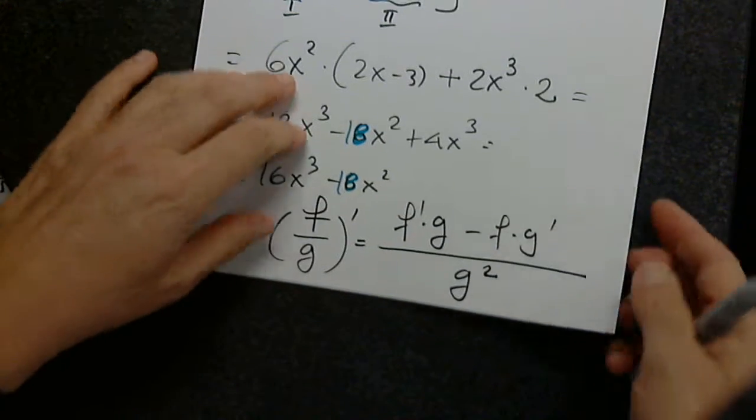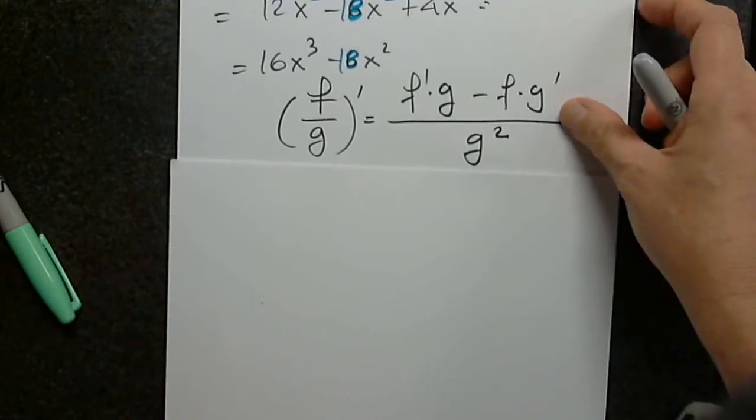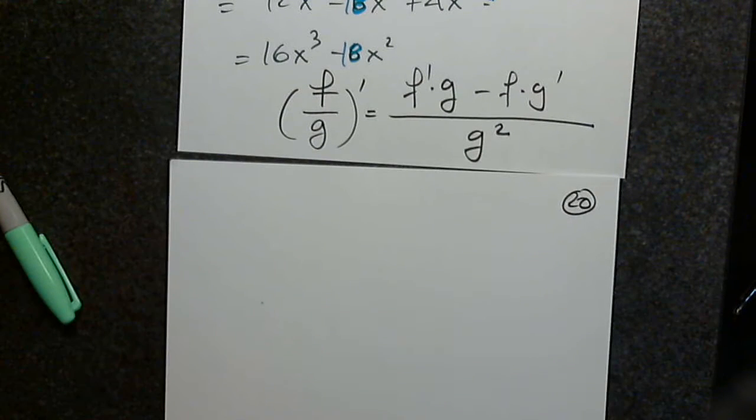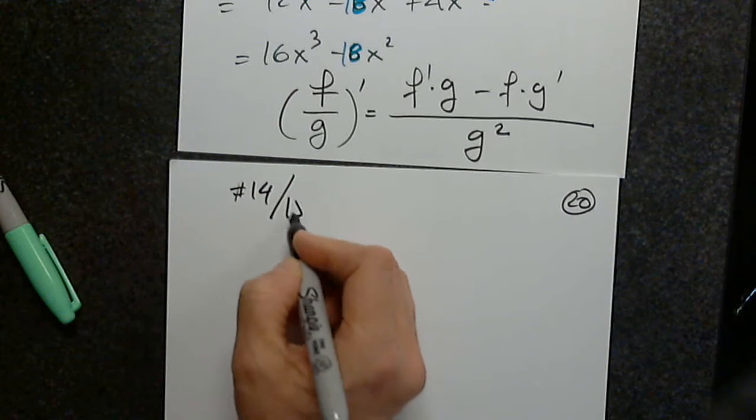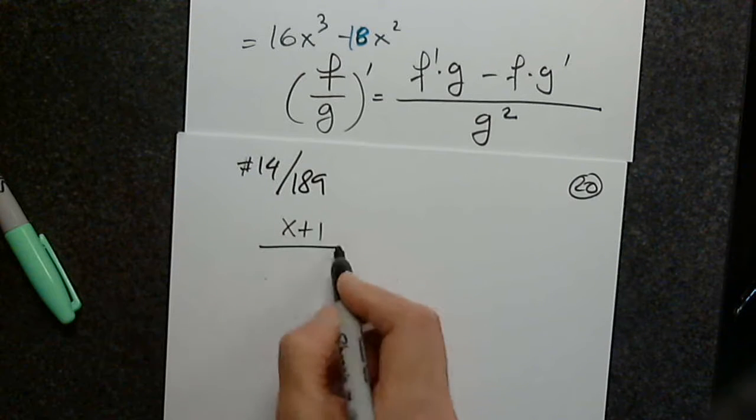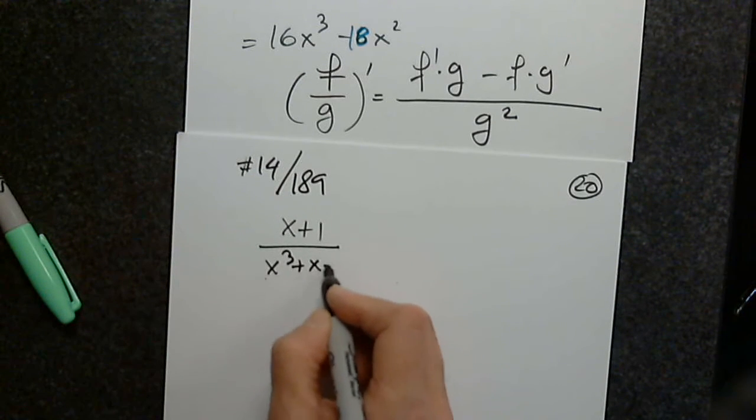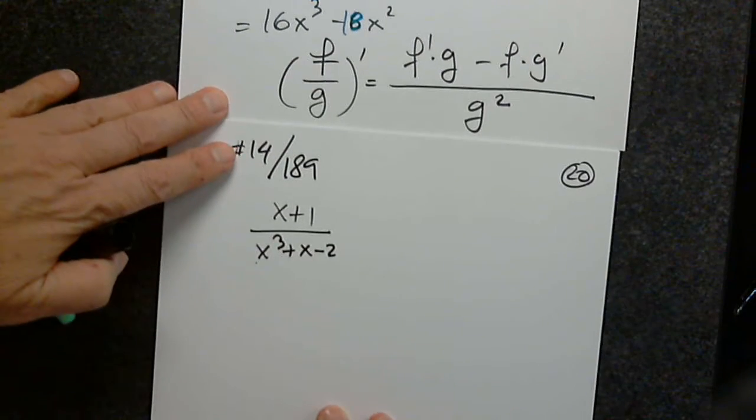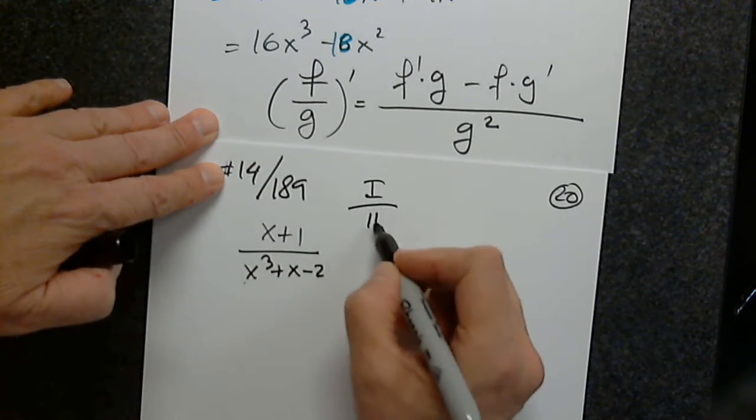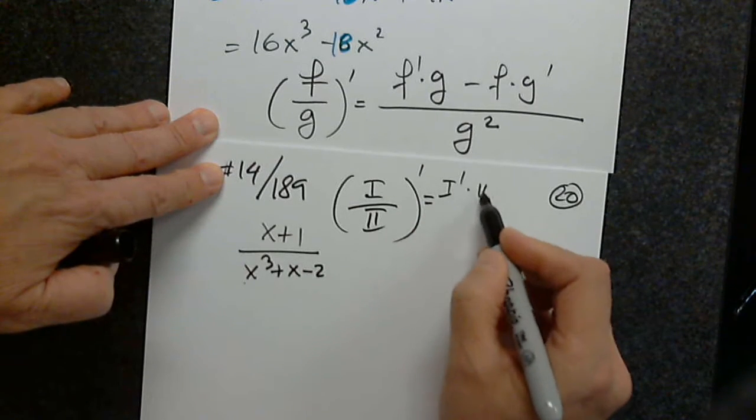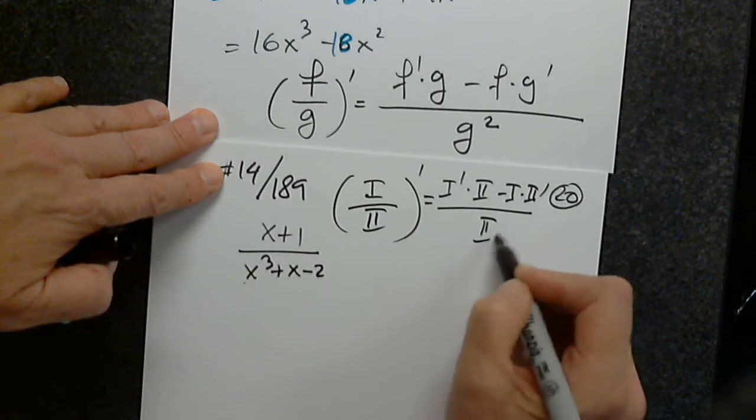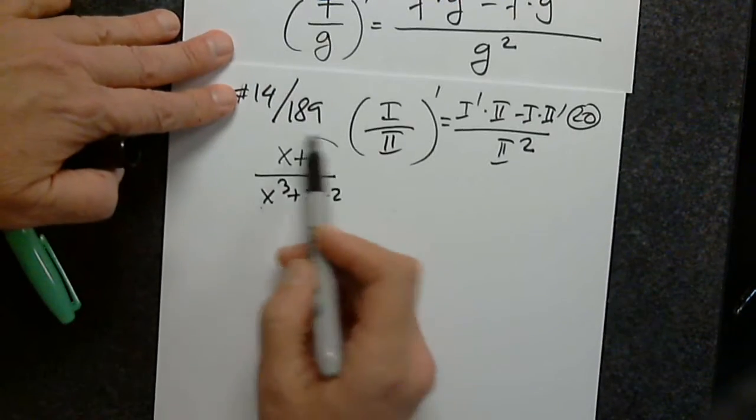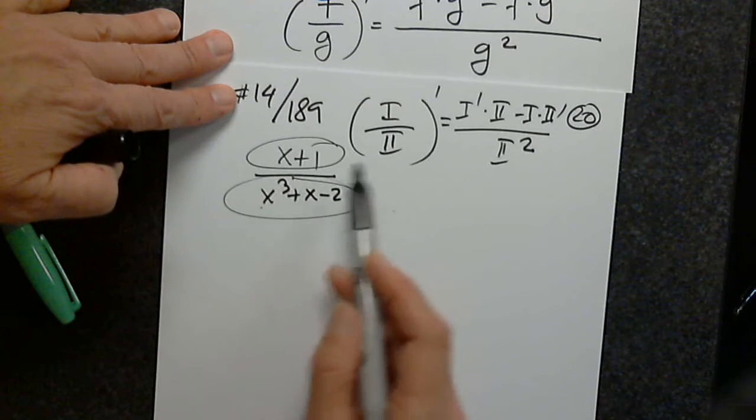I know I have 4 minutes left, so allow me 1 second to show an example. We can choose from the book, if you'd like, a ratio. Yes, 14, on page 189. And we have x plus 1, everything divided by x cubed plus x minus 2. I think it's x cubed. Yes, it is. So allow me to use one more time 1, 2. You use it if you like it. If you don't like it, I'm fine. So 1 prime times 2 minus 1 times 2 prime over 2 squared. So this is the top function, which is number 1, and this is the denominator, which is number 2.